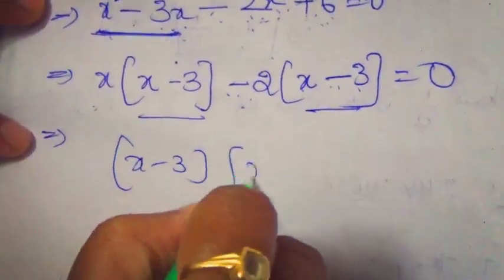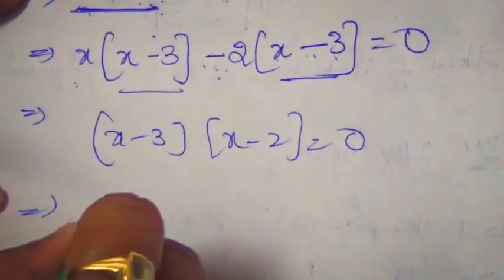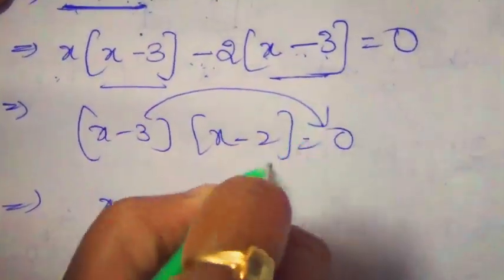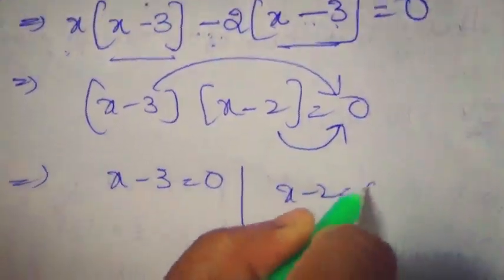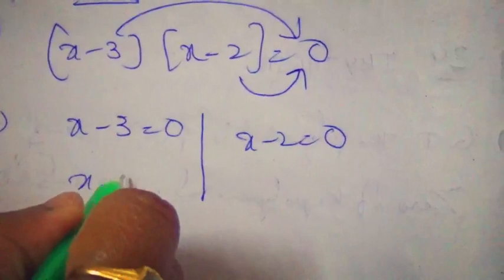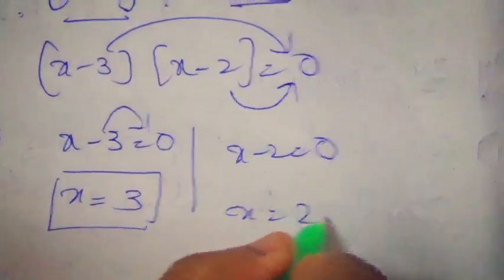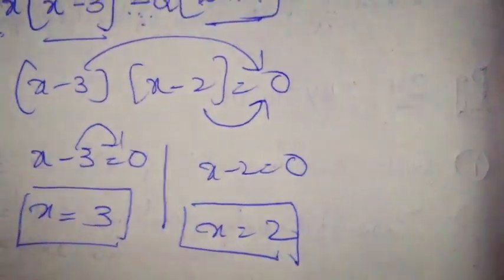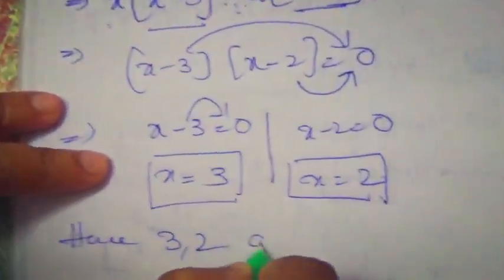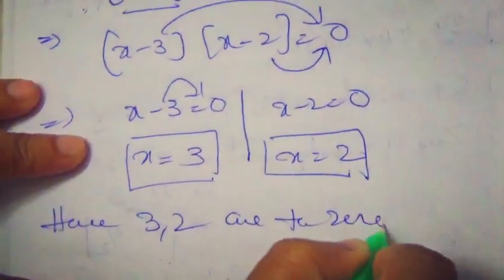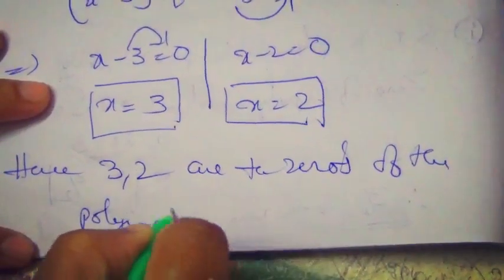What is remaining here? X. Here minus 2. That's it. That implies you just equate these two with 0. Okay, x minus 3 is equal to 0, x minus 2 is equal to 0. Then you will get x is equal to 3, x is equal to 2. So here 3 comma 2 are the zeros of the polynomial, zeros of the polynomial.